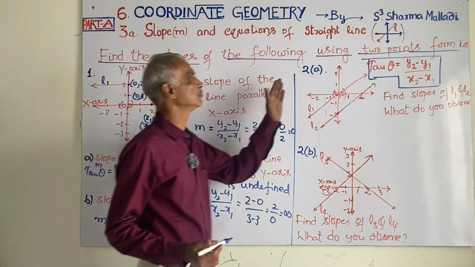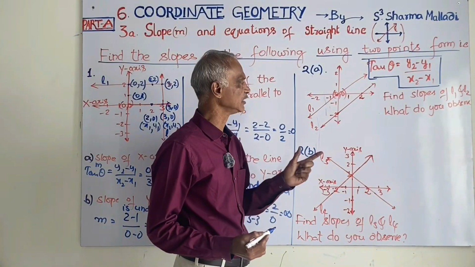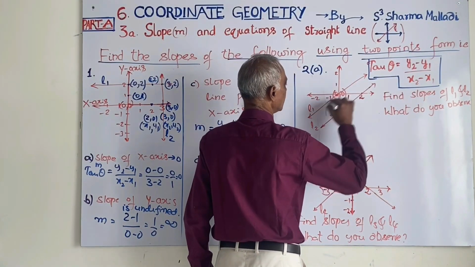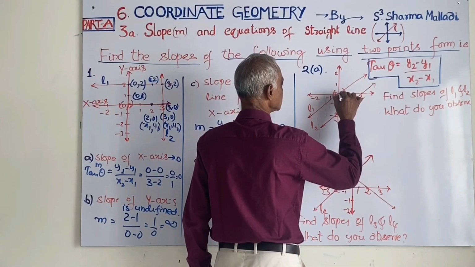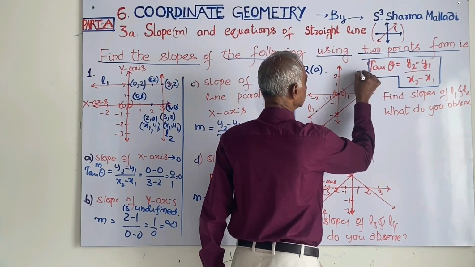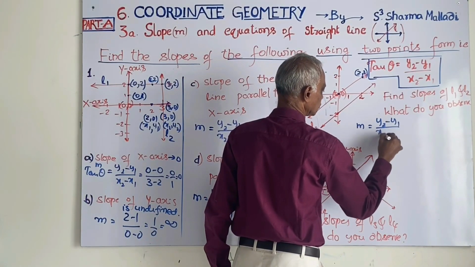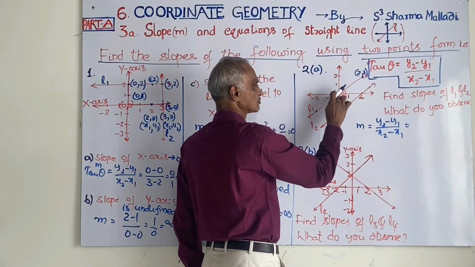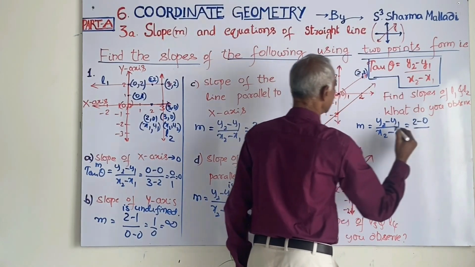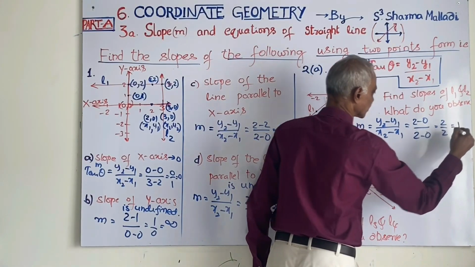Next, second problem. 2a. The two lines are given, L1 and L2. Find the slopes of L1 and L2. What do you observe? Now let us find out the slope of L1. You take a point. This is (0, 0). And you take this point, (2, 2). Now what is the slope of the line? (y2 minus y1) by (x2 minus x1). See, this is x1, y1 and x2, y2. y2 minus y1 means 2 minus 0 by x2 minus x1, 2 minus 0. 2 by 2 is equal to 1.